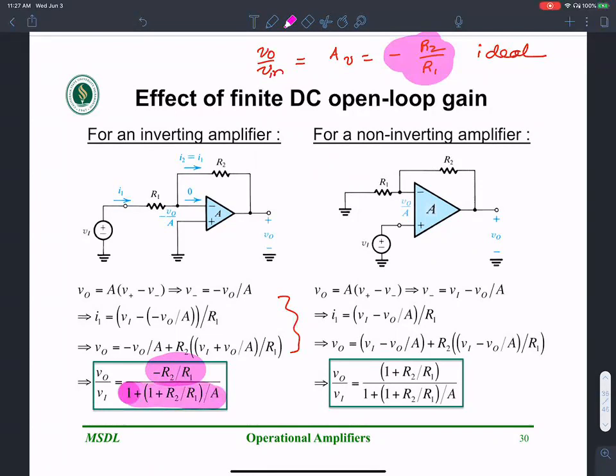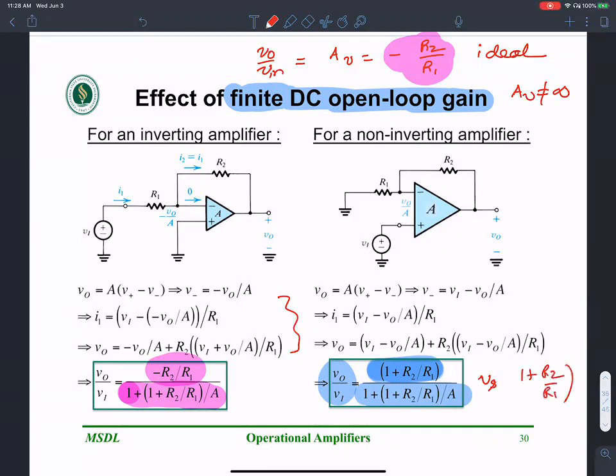Even in the case of a non-inverting amplifier, the ideal case was just the numerator. But in the presence of a non-ideality of a finite DC loop gain, so the AV is not infinity anymore, then the overall voltage gain is smaller than the ideal value. So compare this with 1 plus R2 over R1, which is the ideal case.